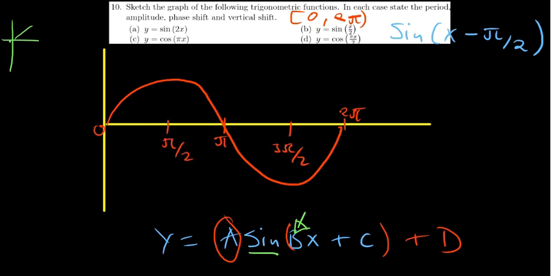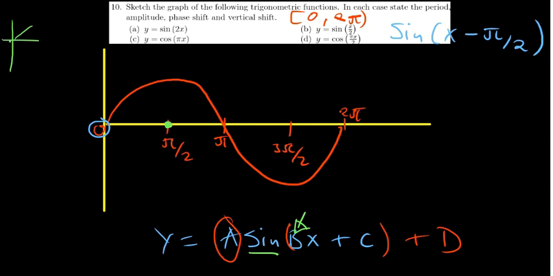So if we say we have a phase shift of negative pi over 2, it means it's going to go towards the right by that same magnitude. So what that means is every point will move towards the right by that same magnitude. So the zero that you have there, add pi over 2, that would mean that the point will now come there.